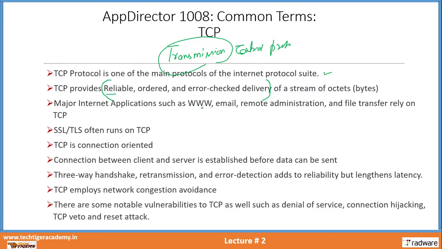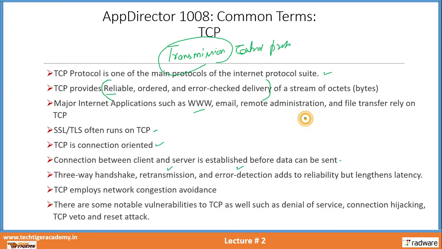Major internet applications such as www, email, remote administration, and any type of file transfer, all this activity relies on TCP as a suite of protocol. SSL/TLS often runs on TCP. TCP is connection oriented. Connection between client and server is established before data can be sent. That's a condition in the TCP. Three-way handshake, retransmission, and error detection add to reliability, but they lengthen latency, right?